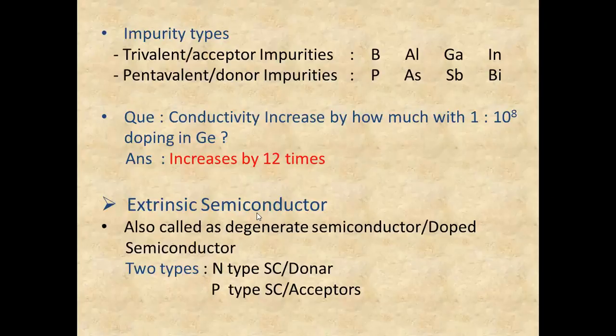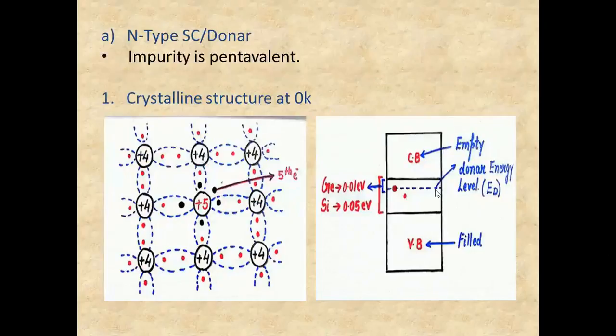Now, extrinsic semiconductor is also known as degenerate semiconductor or doped semiconductor. I hope it's clear to you why it's called doped semiconductor. Intrinsic semiconductor did not have that much conductivity, and that was the drawback. We need to overcome that drawback, so we dope the intrinsic semiconductor with some impurity and it forms the extrinsic semiconductor. In extrinsic we have two kinds of semiconductor now. The first is your N-type semiconductor, which will be the donor one, and the P-type semiconductor, also known as the acceptor one. Okay, let's see one by one.